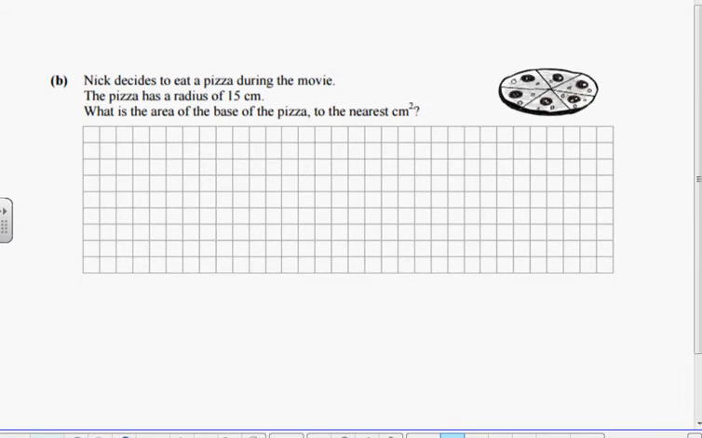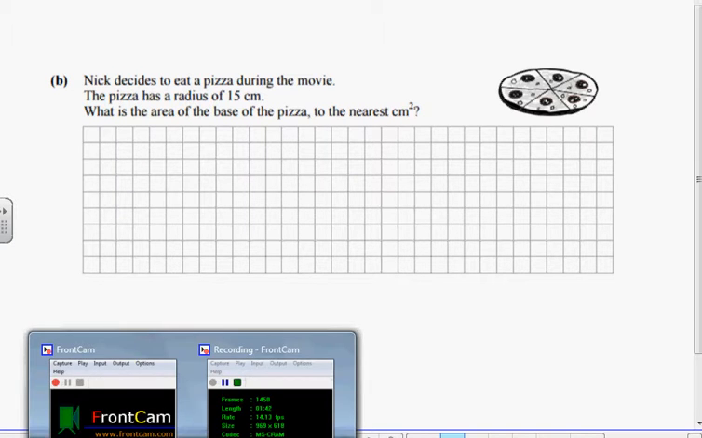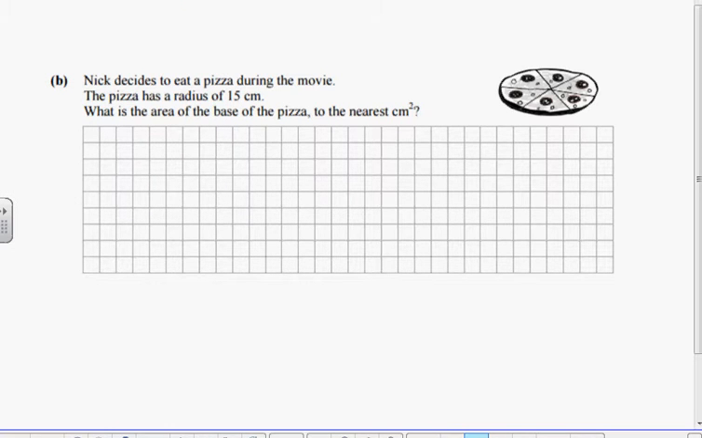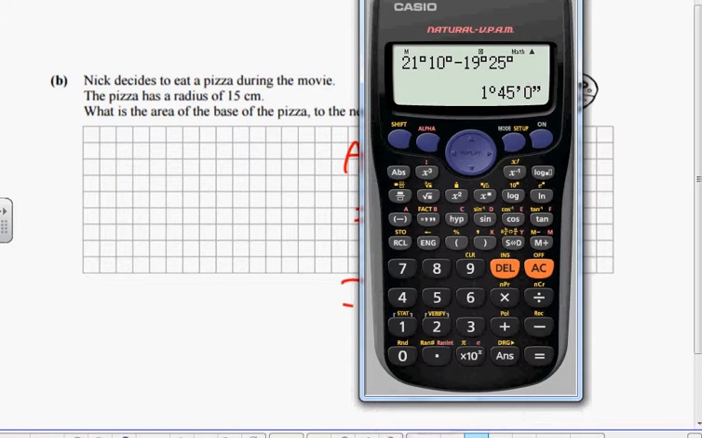Now, Nick decides to eat a pizza during the movie. Pizza has radius of 15 centimeters. What's the area of the base? On page 8 of your maths tables, guys, what you're going to see is the area of a circle. The area of a circle formula is pi r squared. Pi multiplied by 15 squared. What do you get? 148 centimeters.